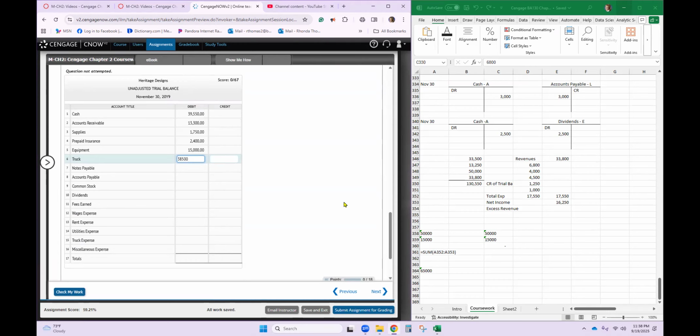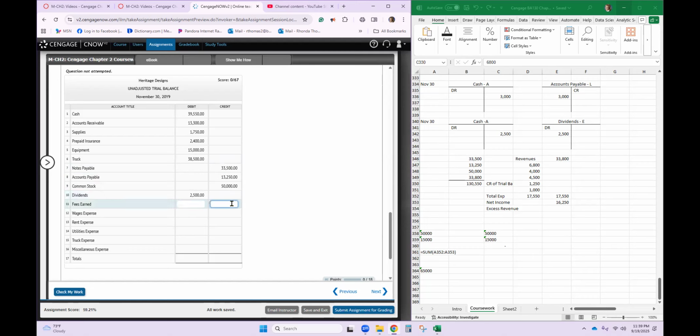The truck is $38,500. Then we have a notes payable of $33,500. Accounts payable has $13,250. Common stock has $50,000. Back over to the left are the dividends. Dividends is 2,500. Fees earned is the next one.